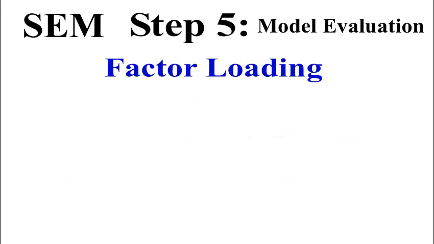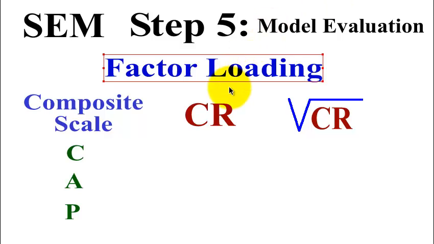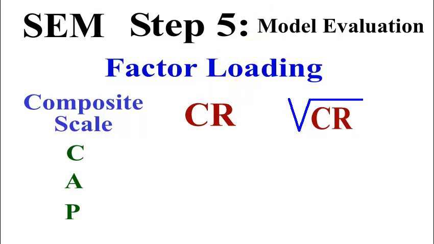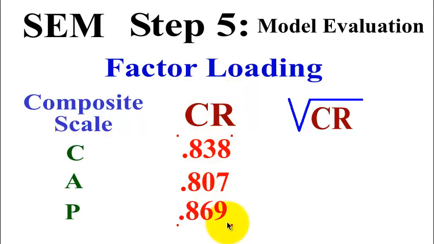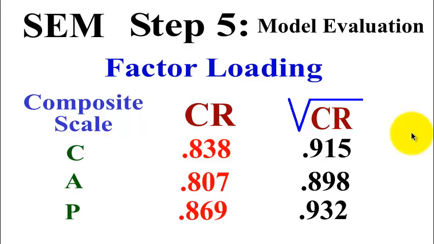So let's do the factor loading real quick. If you recall, it was step 3, we calculated the AVE scores and the CR scores. Remember, the AVE stands for average variance extracted, and the CR is construct reliability. These are the numbers we're going to use, so I'm going to put them in our little table there. I'm going to take the square root of each one of them. Bam. There are our factor loadings for our 3 constructs, CAP.